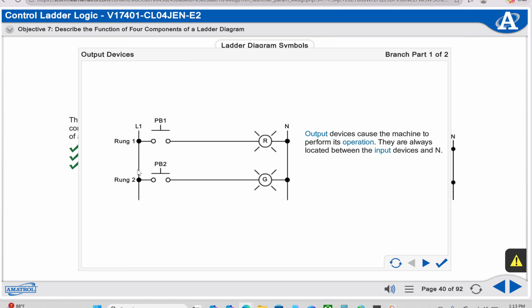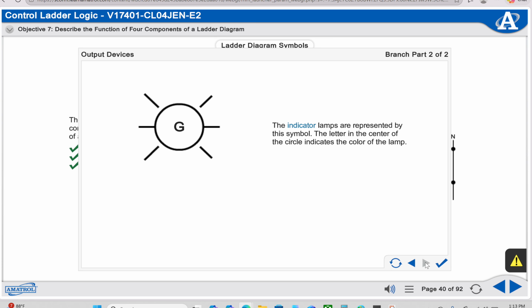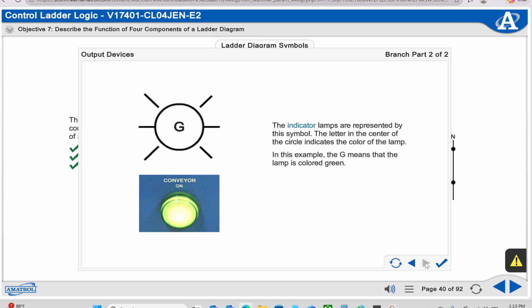Output devices cause the machine to perform its operation. They are always located between the input devices and neutral. The indicator lamps are represented by this symbol. The letter in the center of the circle indicates the color of the lamp. In this example, the G means that the lamp is colored green.